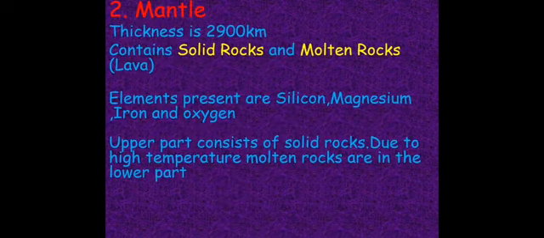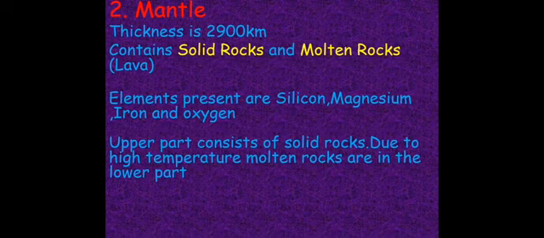Mantle. Its thickness is about 2900 kilometers. It's a very thick layer. It contains solid rocks and molten rocks. Molten rocks means lava, which, if you can remember, comes out during a volcanic eruption. Elements present in the mantle are silicon, magnesium, iron and oxygen. The upper part consists of solid rocks. Due to high temperature, molten rocks are in the lower part.